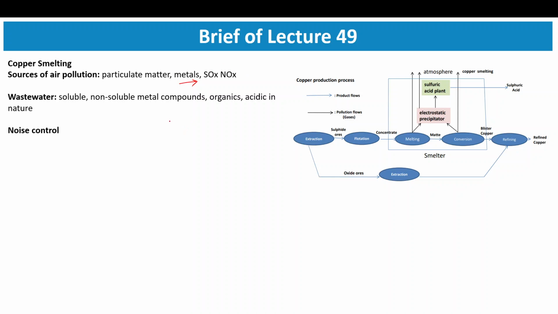And if you talk about water pollutants, then there could be some soluble and non-soluble metals, because to synthesize copper, there could be some other heavy metals also present, and also copper will be obtained as impurity in the wastewater. So soluble and non-soluble metal compounds, organics, and acidic nature of wastewater is formed.